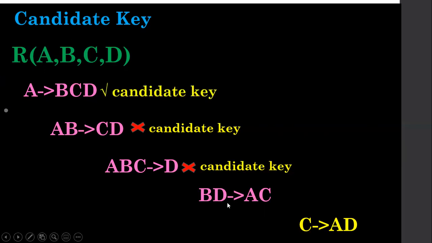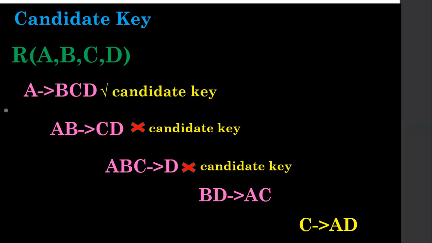So now we'll go for BD implies AC. Whether BD is a super key? Yes, BD is a super key because with the help of BD, I can identify that particular tuple. So BD is a super key. So now we need to check whether BD is a candidate key. To check that, I need to find proper subset of BD. Proper subset of BD means either B or D.